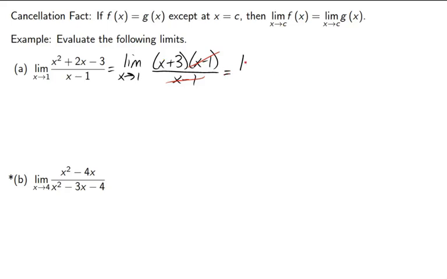So we get the limit as x approaches 1 of x plus 3. And now we can simply use the direct substitution. 1 plus 3 equals 4. So in this case, 0 over 0 turned out to be 4.